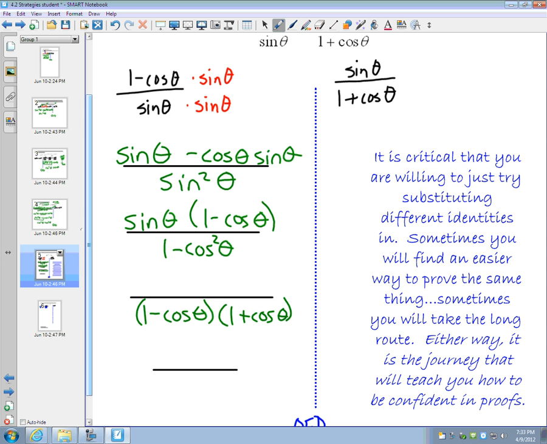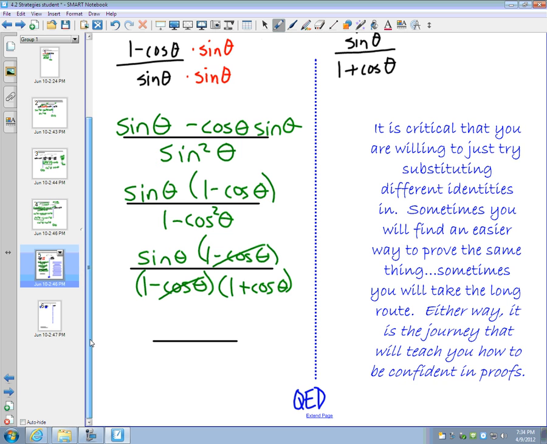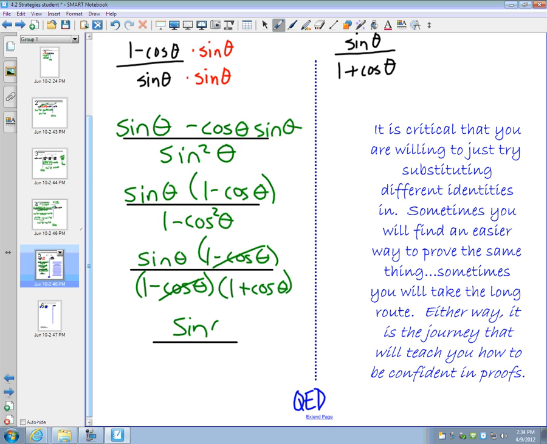Okay, and we have sine theta times 1 minus cos theta. Now you can see that these are going to cancel out. I have a common factor. So I am left with sine theta over 1 plus cos theta, which, lo and behold, was what I was trying to do.